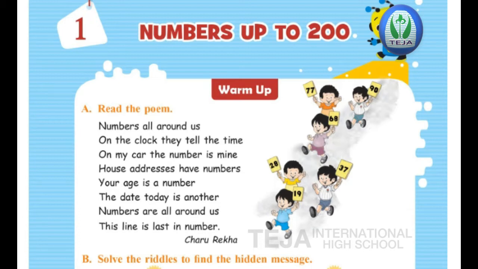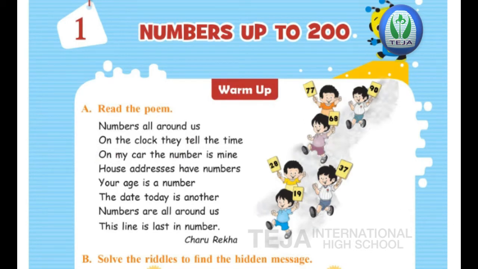First, we will recite the poem. Okay, children, here a poem is there related to the numbers. We'll recite the poem. Come on, read the poem along with me, children. Warm up. In warm up, bit A, read the poem. Okay, now we'll read the poem.